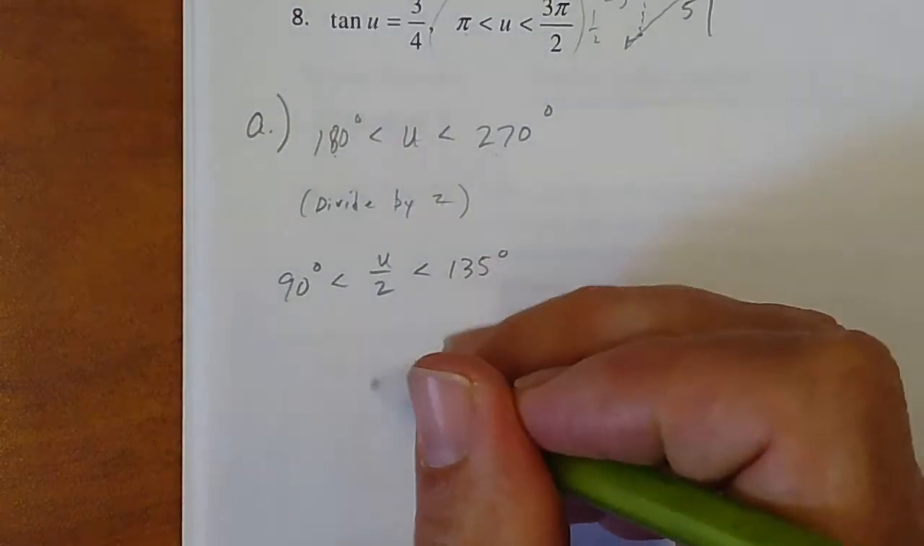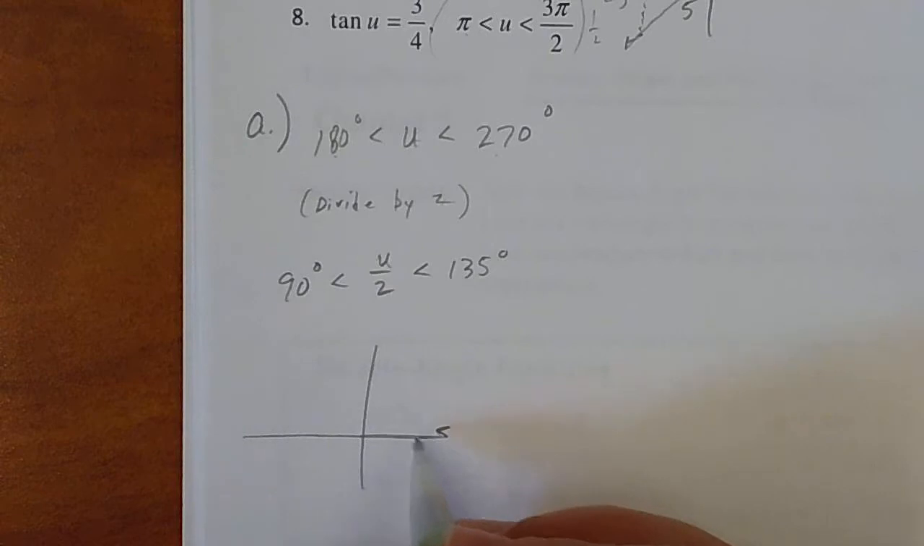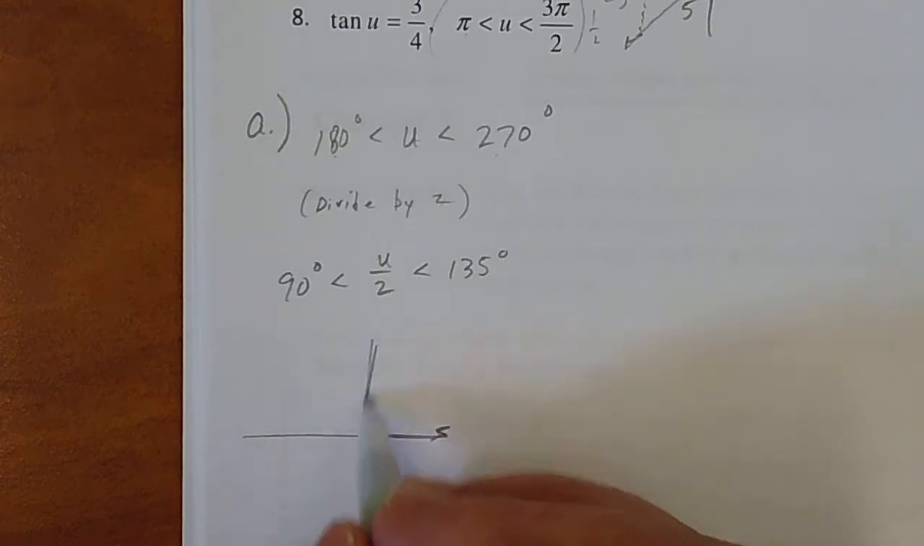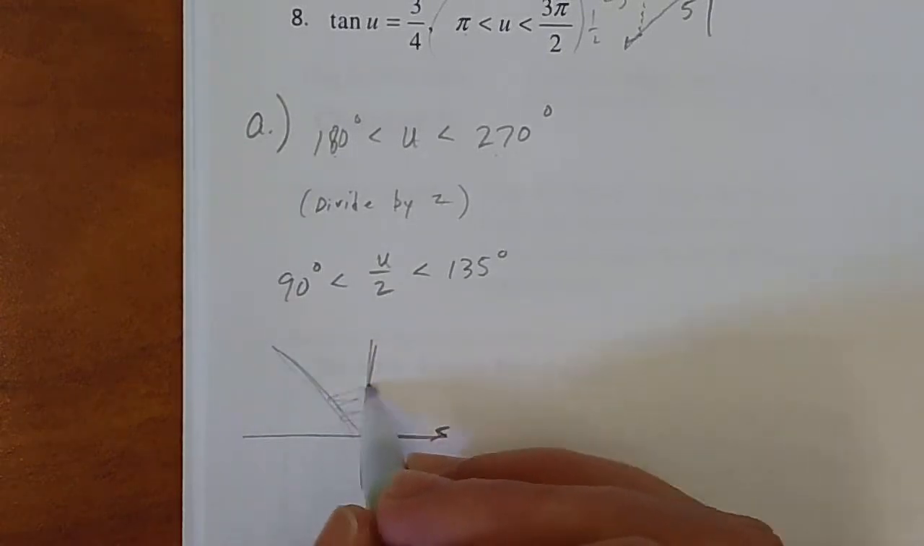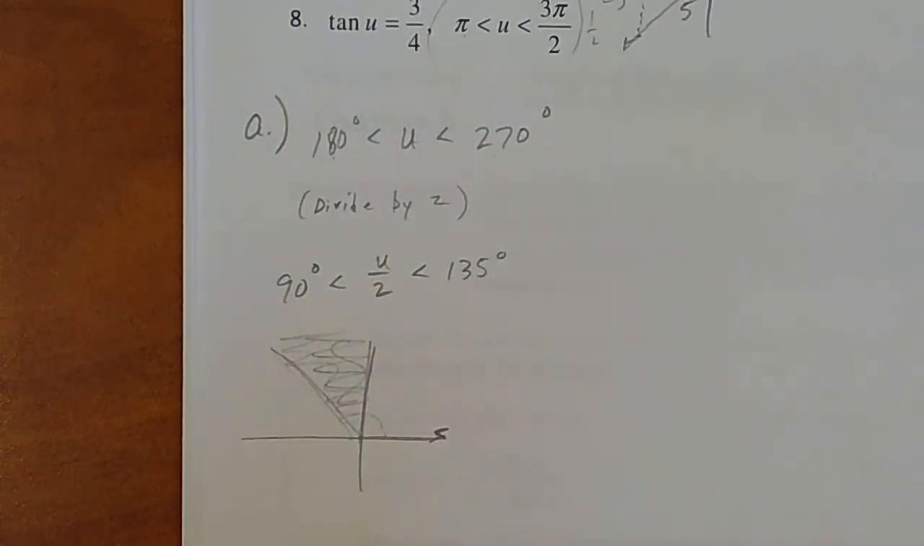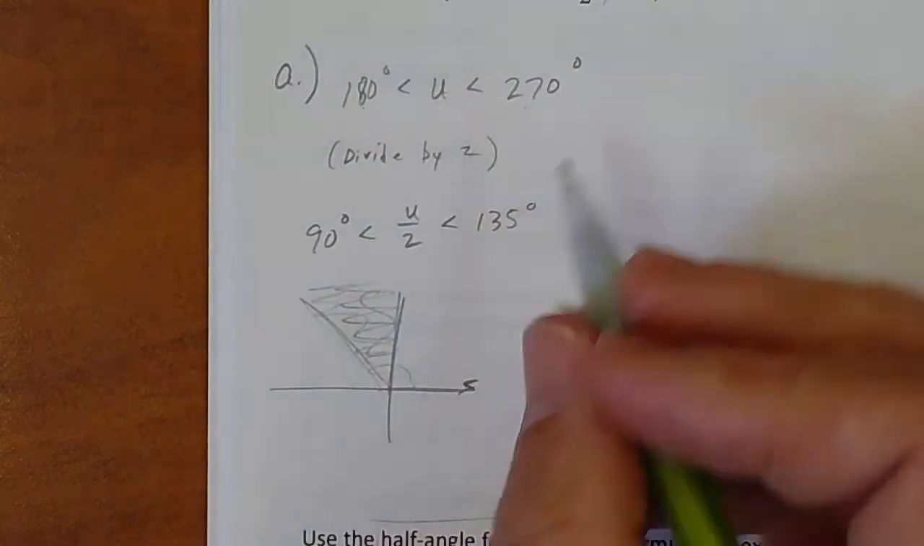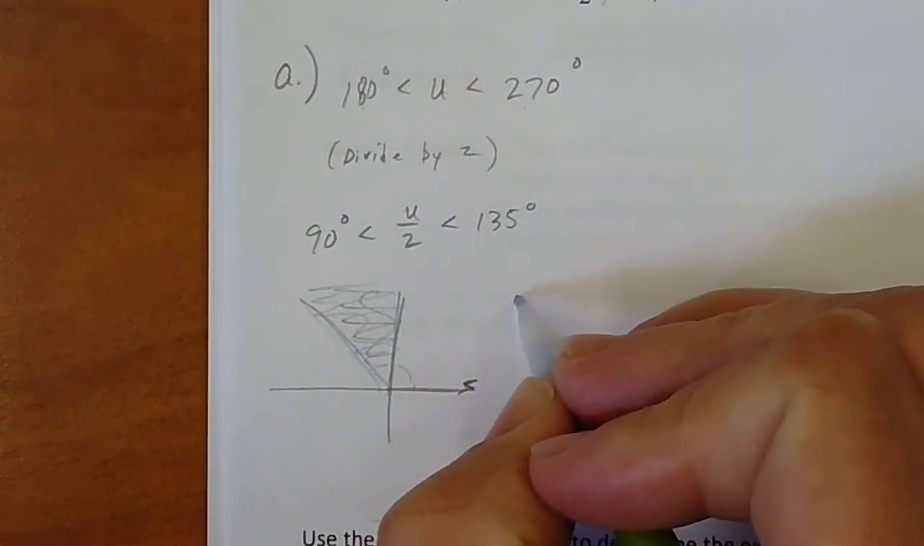Okay, so 90 to 135, again, is this section right here. If we're rotating around, here's 90, here's 135. So it could be somewhere in here, right? So we're back to quadrant 2 again. It's a little different section than the last one. All right, so to answer their question, where does the half angle lie? It lies in quadrant 2.